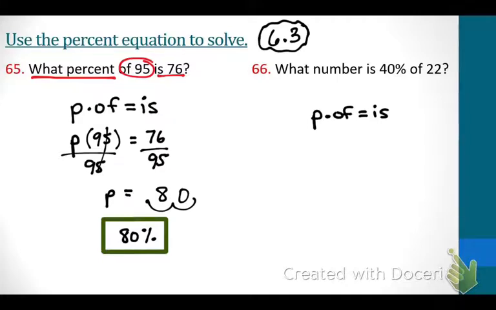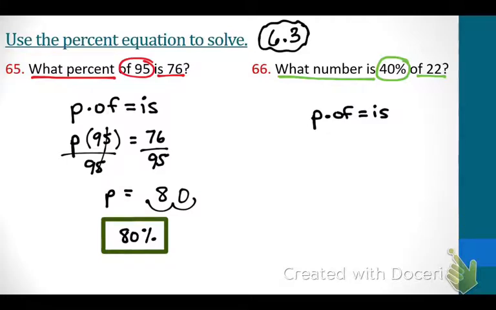Christopher, would you underline and circle the 3 separate parts, the is, the of, and the P? Define what number is. That's my is. Circle 40%. That's the P. Underline of 22. Very good. All right, so now let's just start plugging some things in.